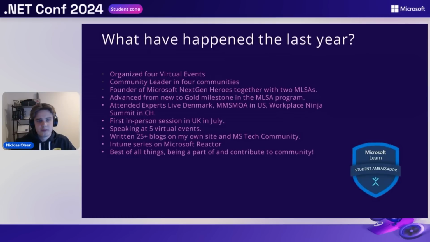So what has happened in the last year? I have organized 4 virtual events. I am currently a community leader in 4 different communities. I have founded the Microsoft Next Gen Heroes together with 2 other Microsoft Learn Student Ambassadors that I got to know through the program. So this is also just a sign of how important it is to connect globally and see some of the nice things that can happen together.